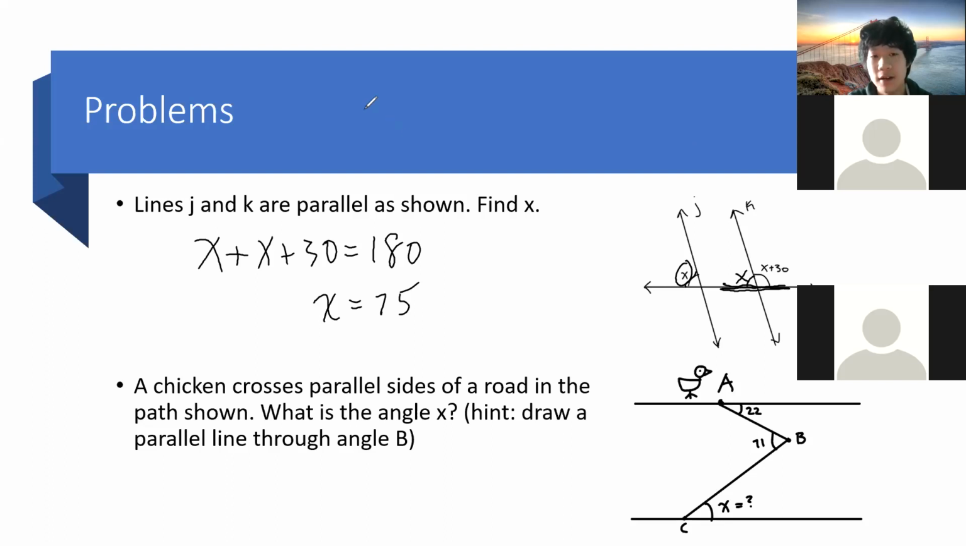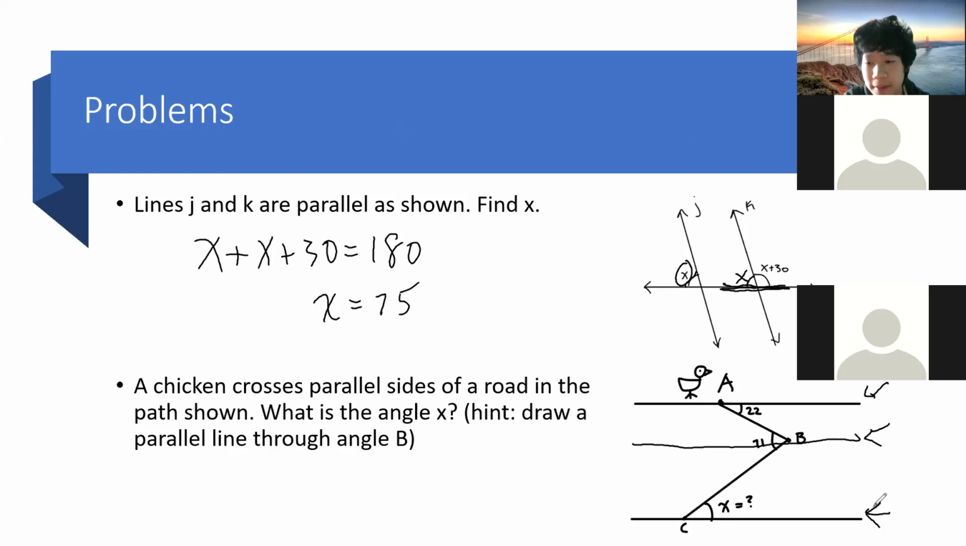Next one, this is a very common problem. It involves like this hinge thing, okay? So the hint says we're going to draw a parallel line through angle B. So let's do that. I'm going to draw a line through angle B. Oh, that's not really good. Draw a line like this, okay? So now I've got three parallel lines, this, and this.